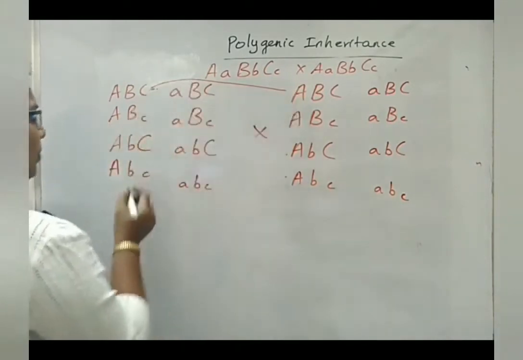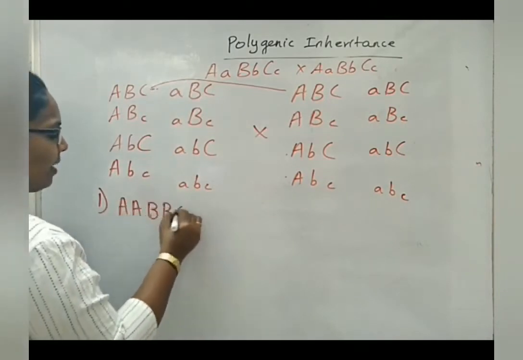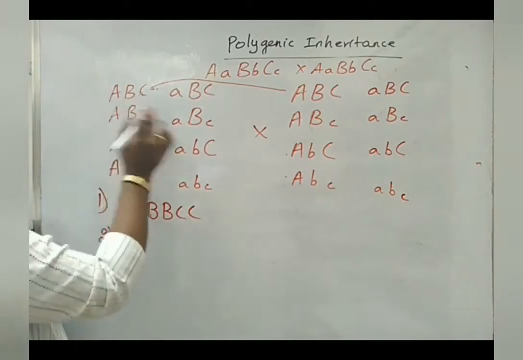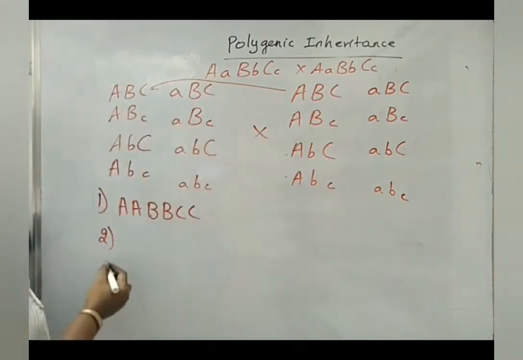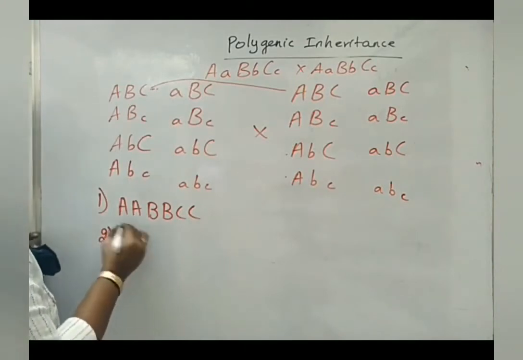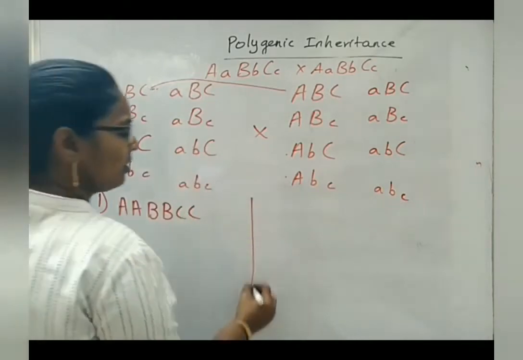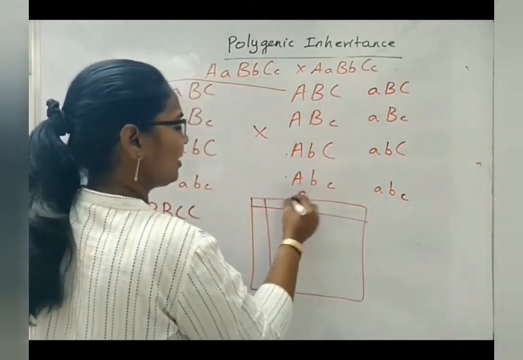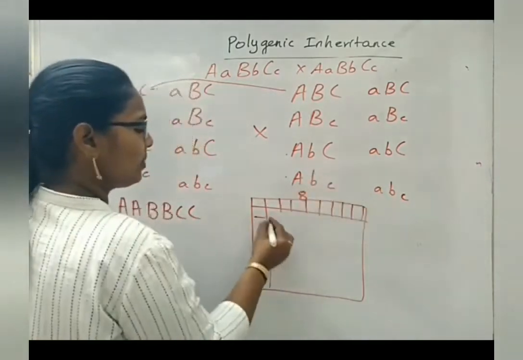When we cross this one, we get first type of offspring in F2 generation like this. Another type when we cross this one with this. Again, the number of dominant alleles will be different. So for another type, you just do the cross as I have told. Draw a Punnett square. Write 8 different types of gametes. 1, 2, 3, 4, 5, 6, 7, 8. You write different types of 8 gametes.